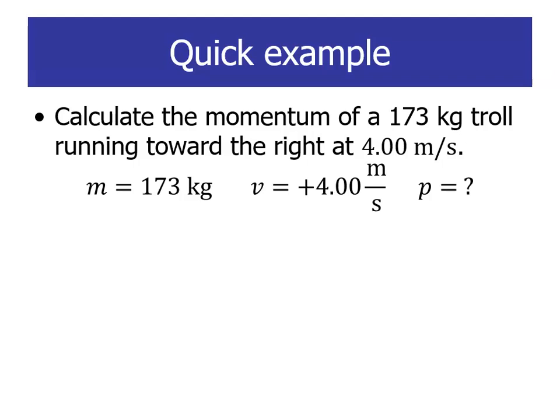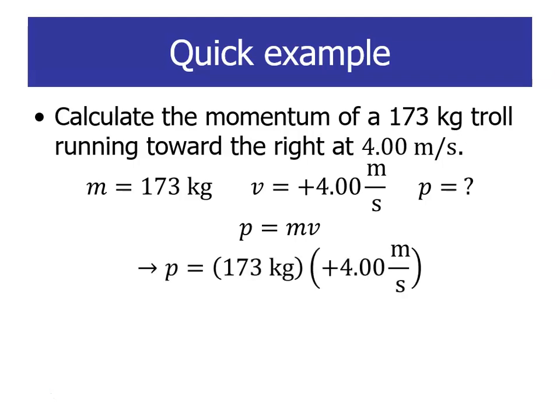So if it's going to the right, that's in the positive x direction, and this is just an x direction problem, so we'll just call it plus 4 meters per second. p equals mv. Notice this time we got rid of our vector symbols, that bold that we often use to denote vectors, because since this is just a one-dimensional problem, it's only going to be the horizontal direction that's going to concern us. That is what we usually call the x direction.